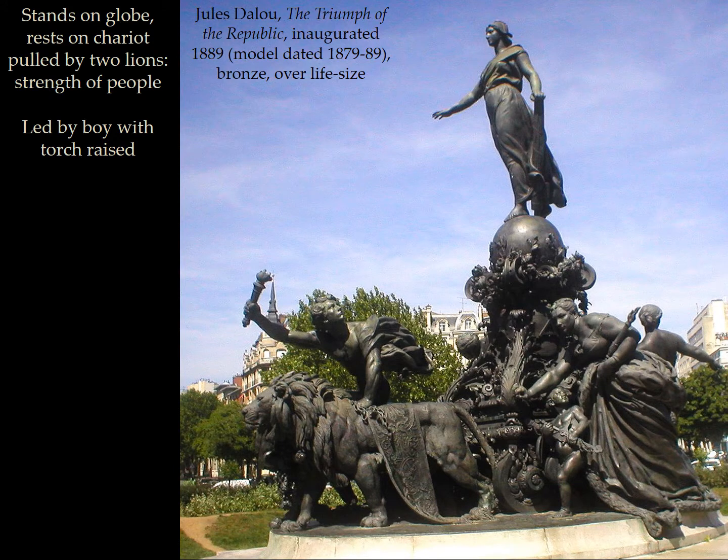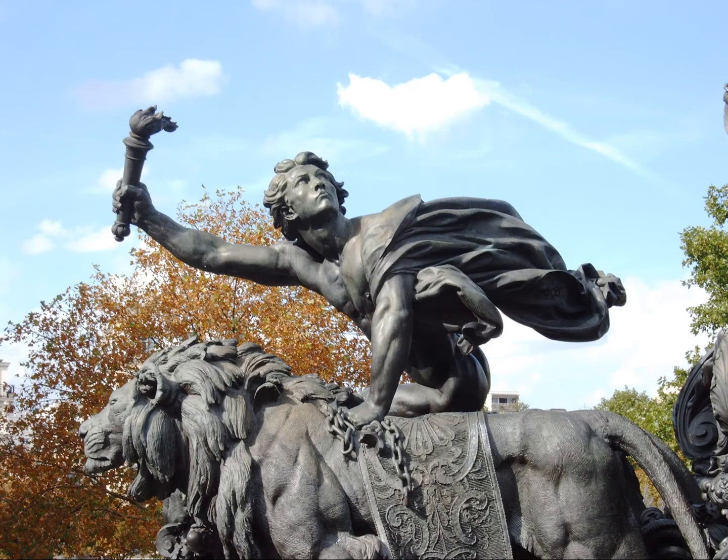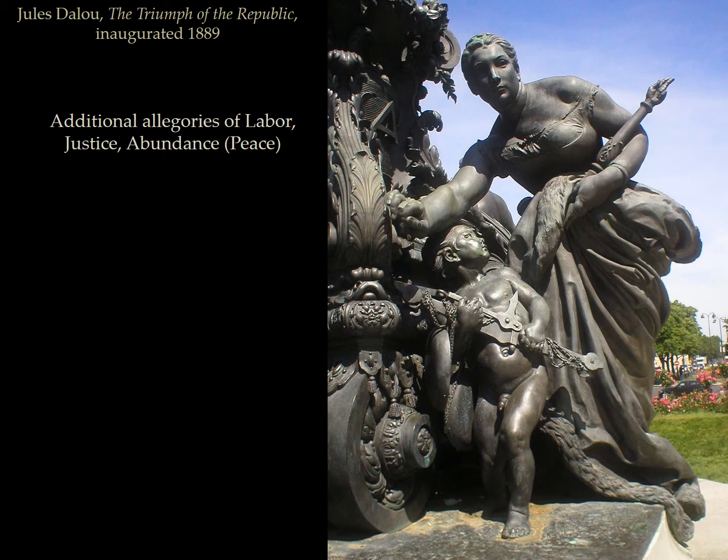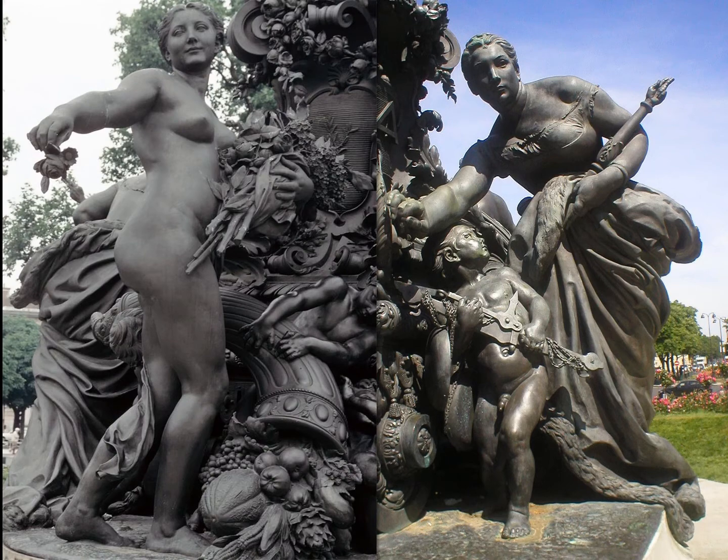We find here she stands on a globe that rests on this chariot pulled by two lions, representing the strength of the people and not the monarchy at this point, led by a boy with a torch raised above his head. We have additional allegories of labor, justice, and abundance, or peace, surrounding the lower section, showing the effects of this government, showing that it is to the benefit of all, because justice is going to lead to peace and prosperity.